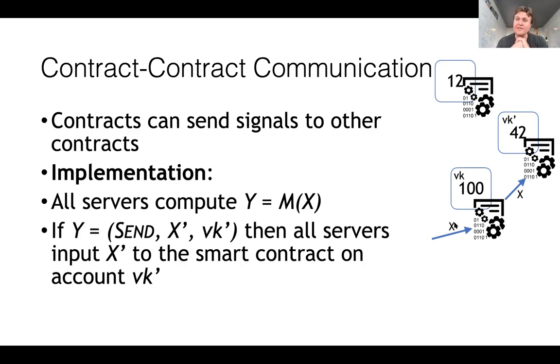This is a state machine. So it says, oh, this is an input for me. I will change my state and then I will produce an output. And then if the output is of the form send X prime to account VK prime, I should have had an X prime here, then we take that as meaning that this smart contract has decided to send an input X prime to this smart contract. And that might then in turn trigger that smart contract to send some other input to some other smart contract. So you can have a whole ecosystem of smart contracts implementing, let's say, some kind of financial service.